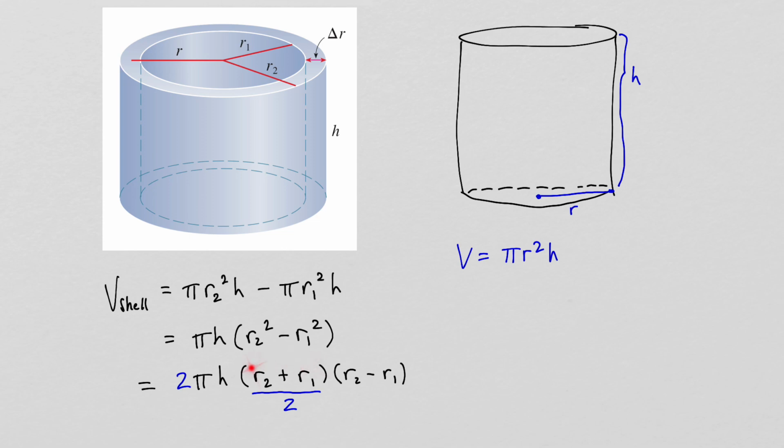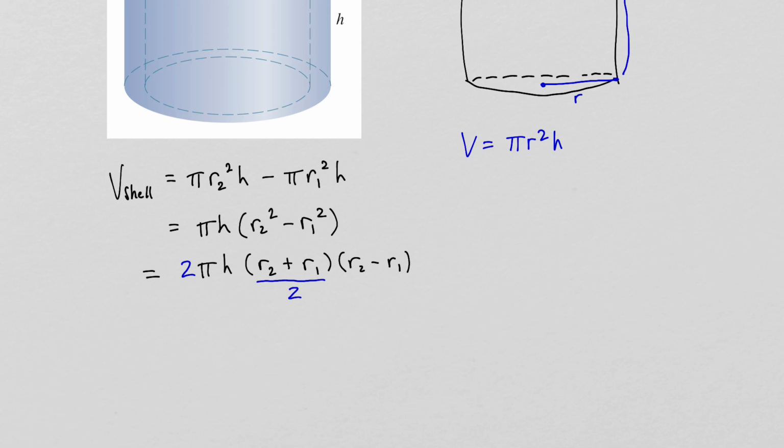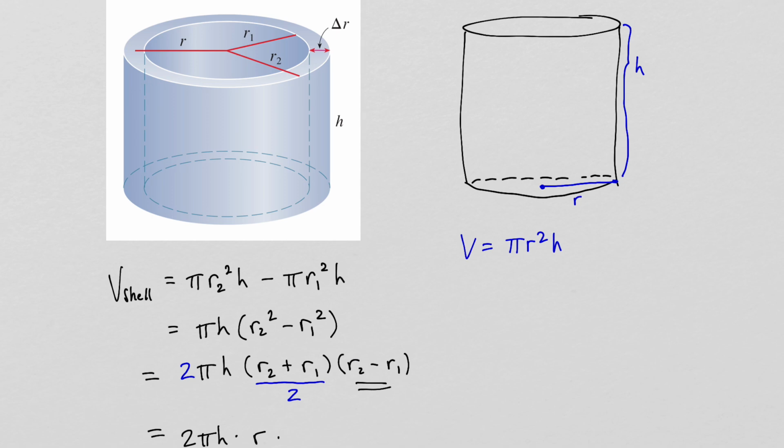So you can think of this as being the average radius. And we're going to call that R. So we have 2 pi h times R times, and then what is R2 minus R1? Well, again, R2 is the distance all the way out to the outer edge. R1 is the distance to the inner edge. So if I take this distance and I subtract that distance, I'm going to get the thickness of this cylindrical shell, and we're calling that delta R.